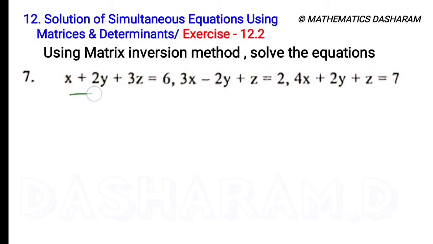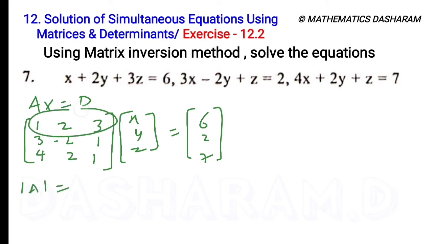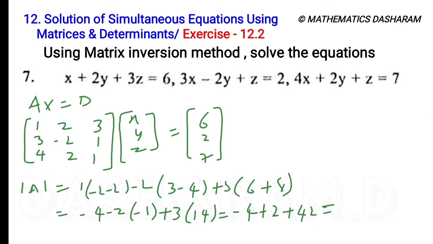7th question: x plus 2y plus 3z equals 6, 3x minus 2y plus z equals 2, 4x plus 2y plus z equals 7. The matrix notation form, that is AX equals D. So A is the coefficient matrix, then X is the variable matrix, next Z equals the constant matrix, so 6, 2, 7. Let's find out the mod A by expanding the first row elements. So it is equal to 40, 40 is not equal to 0, then A inverse will exist.